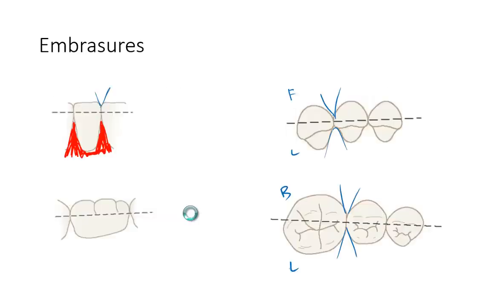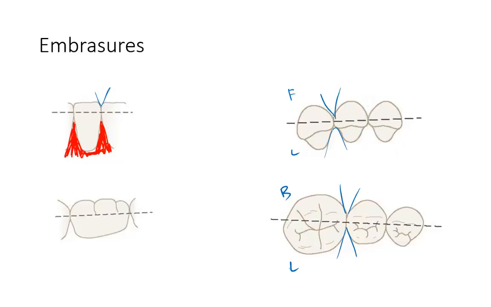So what that means is, these aren't very good pictures, but pretty much normally the facial embrasure here is always going to be thinner than a lingual embrasure, and by thinner, it means the V is going to be skinnier. So it's going to be like a skinny V versus a fat V.